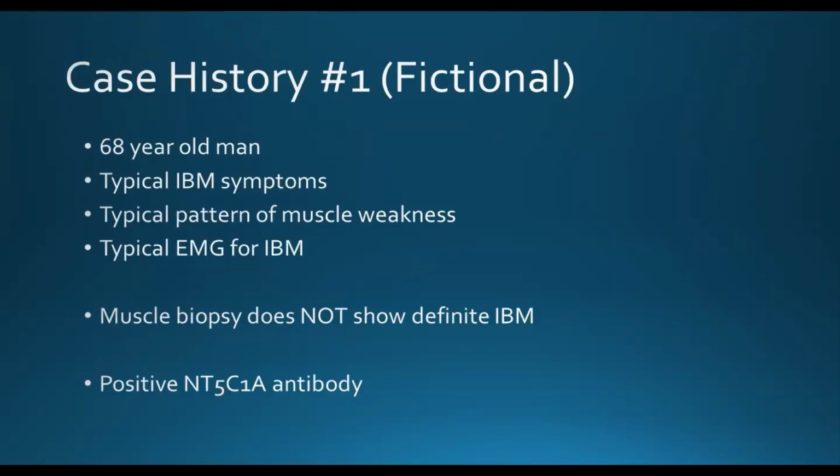So let's start off with a man who's 78, who everything seems typical of IBM. His symptoms, his pattern of muscle weakness, his EMG, but the muscle biopsy does not show definite IBM. He could be one of these people who's misdiagnosed as having polymyositis. But now he could have this antibody test, and if it's positive, makes a pretty strong case that he actually does have IBM in spite of the either negative or equivocal muscle biopsy. So that's a practical, real-life situation where the antibody test is useful already.